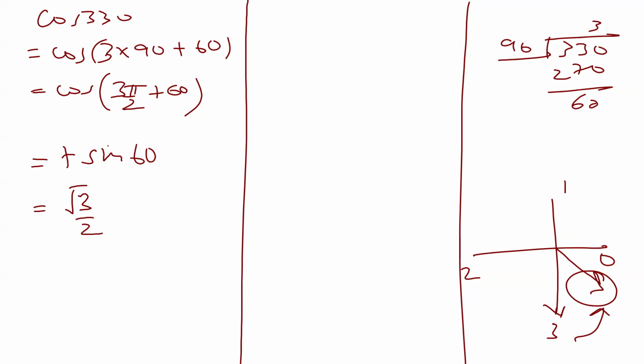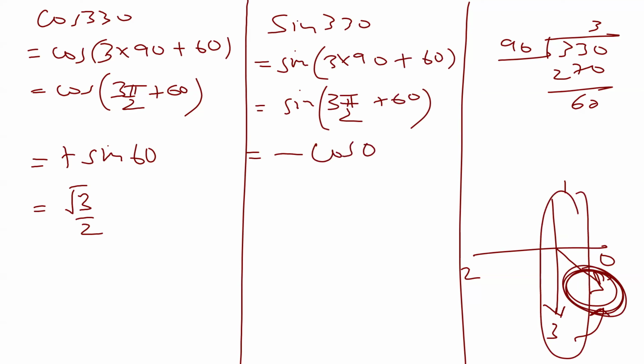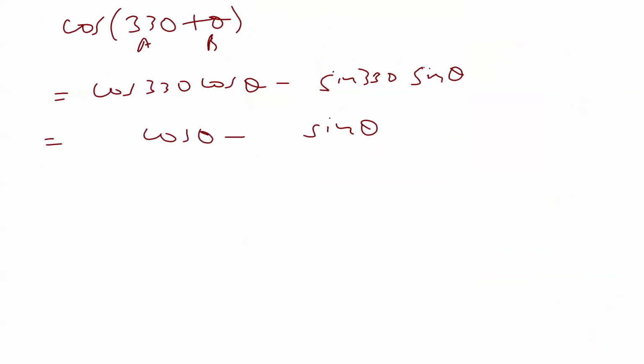Okay. Now sin 330. Sin of 3 into 90 plus 60, sin of 3 pi by 2 plus 60. In this particular quadrant, the diagram remains the same. Sin is negative, and 3 pi by 2 is on the y-axis, so sin changes to cos. Minus cos 60, which is minus half. So root 3 by 2 and minus half. So root 3 by 2 cos theta plus half sin theta.